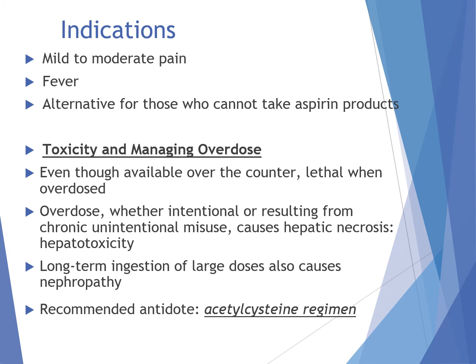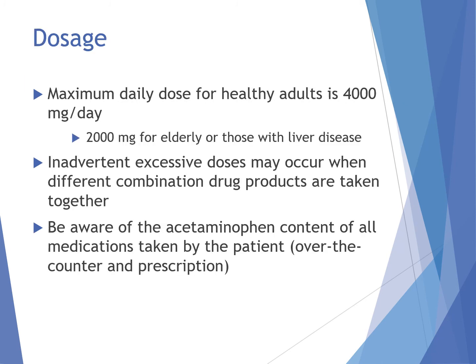For toxicity and managing overdose, even though it's available over the counter, it is still lethal when overdosed. Overdose, whether intentional or resulting from chronic unintentional misuse, causes hepatic necrosis or hepatotoxicity. Long-term ingestion of large doses also causes nephropathy. Our maximum daily dose for healthy adults is 4,000 milligrams a day, 2,000 milligrams for elderly or those with liver disease. That's important to remember.